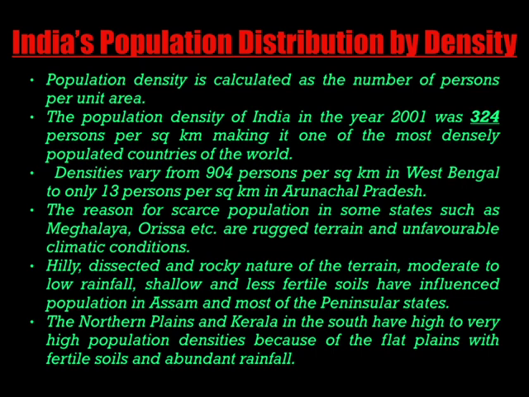The reason for scarce population in some states like Arunachal Pradesh, Meghalaya, Orissa, etc. are rugged terrain and unfavorable climatic conditions. Hilly, dissected, and rocky nature of terrains, moderate to low rainfall, shallower, less fertile soils have influenced the population in Assam and most of the peninsular states. The northern plains and Kerala in the south have high to very high population densities because of the flat plains with fertile soils and abundant rainfall.